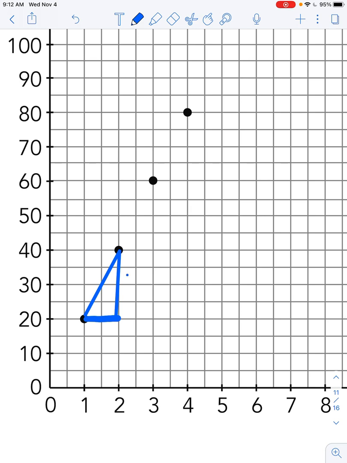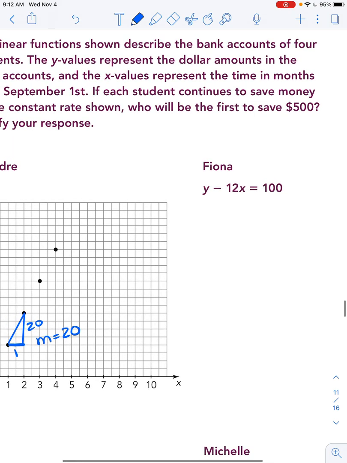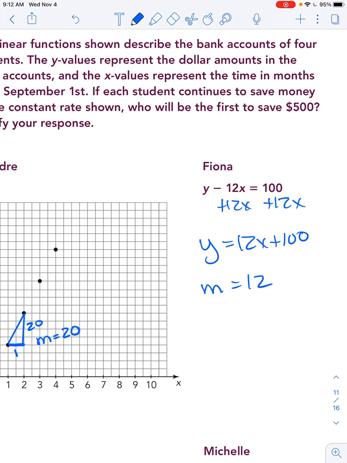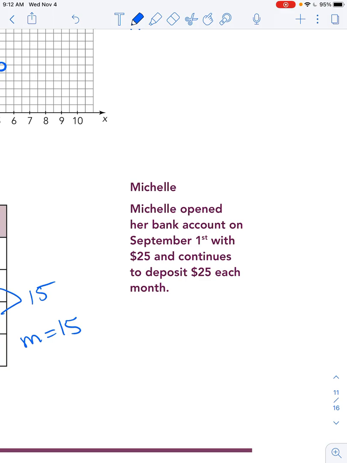So this one went up from 20 to 40, so that's 20. It goes over 1, so our value is 20 here. Then I add here and I get y equals 12x plus 100. So my slope here is 12. Then I'm going to go here, so that's 15, and this is 1, so 15. Okay, let's see. Michelle opened her bank account on September 1st with $25, continues to deposit, so our slope here is 25.